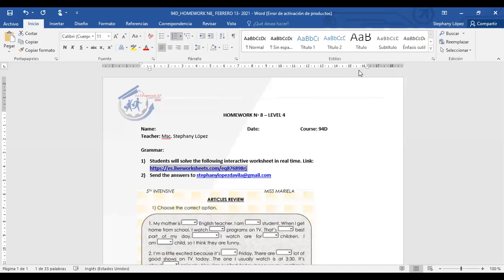Al inicio de la clase, no se olviden, chicos, de seguir completando la plataforma de Cambridge. You need to complete Unit 10 and we are starting Unit 11. So you can start developing Unit 11 as well. So for next class, you have a very, very easy homework to complete this worksheet about the articles, okay? So you know how to do it, you know how to use it.